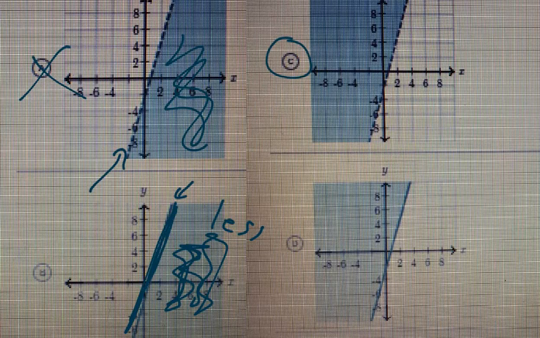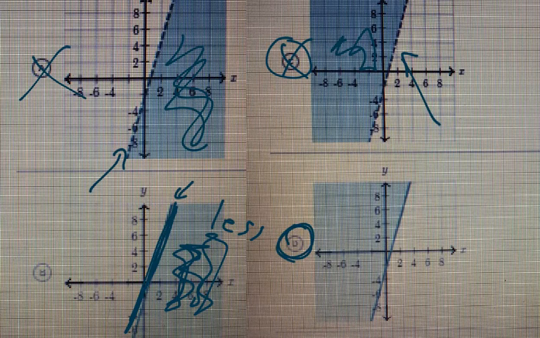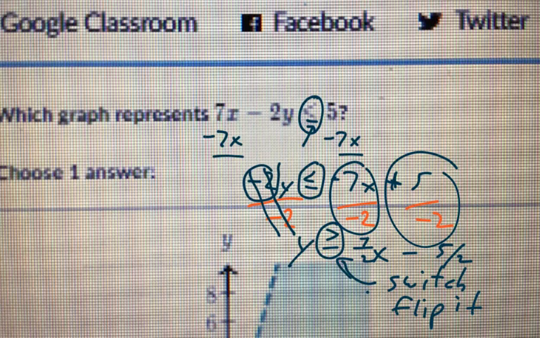Look at choice C here. See how I'm greater than, but the line is dotted? Not good enough. The only logical choice is D. See how I'm greater than? Right? And to be more specific, guys, we're supposed to start at -5/2 and go up 7/2.